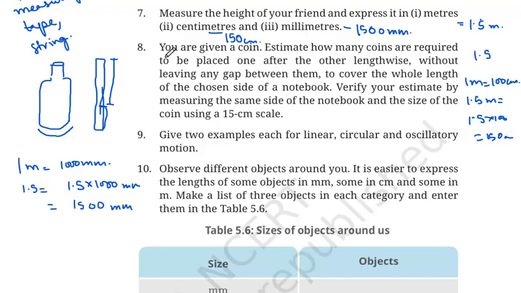All right. Now, number 8. In this question, you are being given a coin. You have to estimate how many coins are required to be placed one after the other lengthwise without leaving any gap between them to cover the whole length of the chosen side of the notebook. Verify your estimate by measuring the same side of the notebook and the size of the coin using a 15 centimeter scale. All right. So it is very simple.